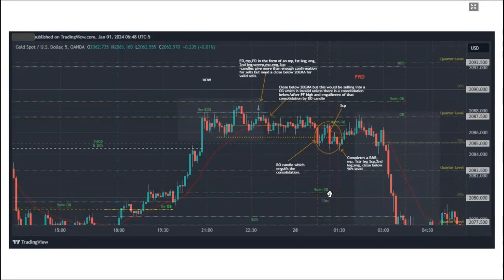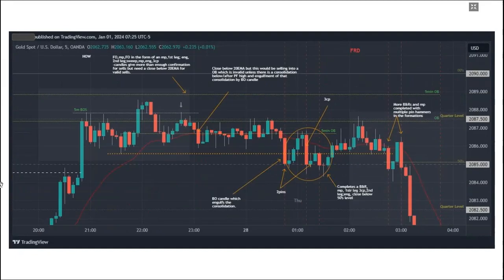An entry here can be taken, and then here as well an entry can be taken. This whole movement is a break and retest in the form of an M pattern. The first leg is an engulfment, as you can see here, and also has a 3CP. The second leg has an engulfment and closes well below the 50s level. Here is a closer look.